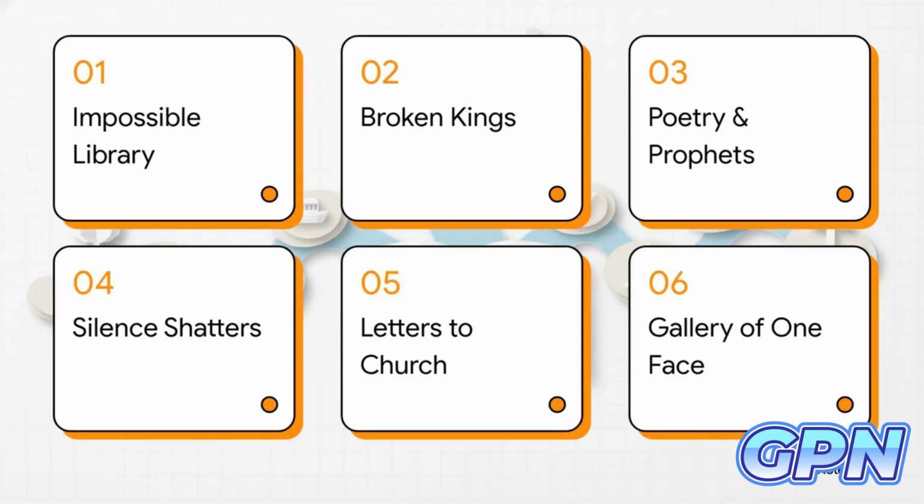Well, here is our roadmap for today. We're going to explore 1. The Impossible Library, 2. Foundation and Broken Kings, 3. Poetry and Prophetic Promises, 4. The Silence Shatters, 5. Letters to the Church, and finally, 6. A Gallery of One Face.